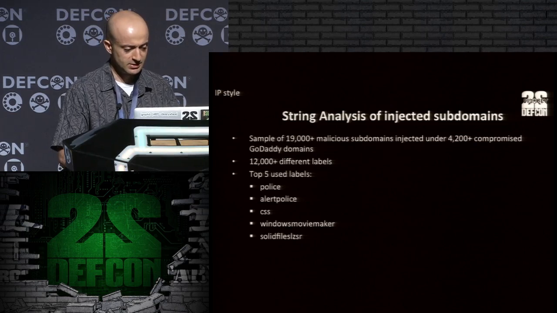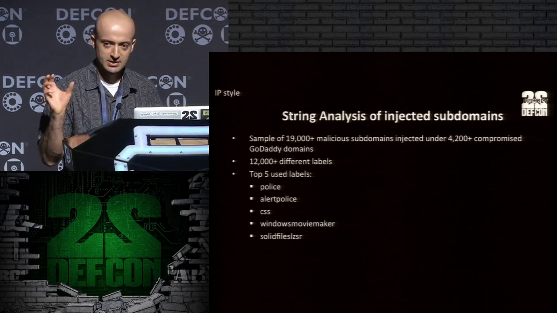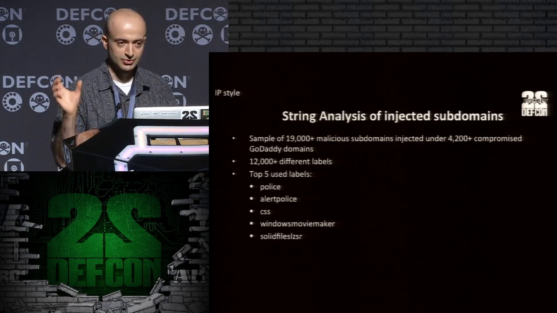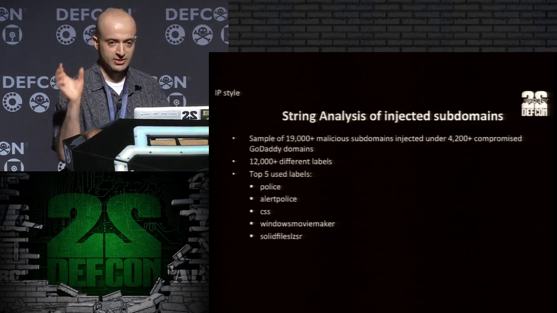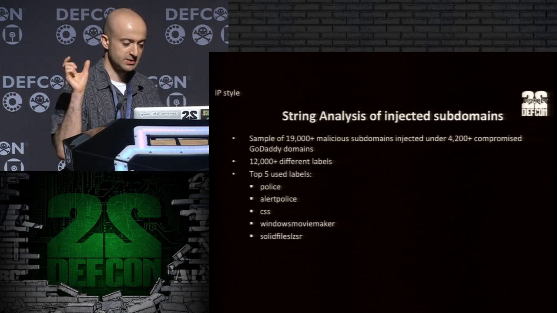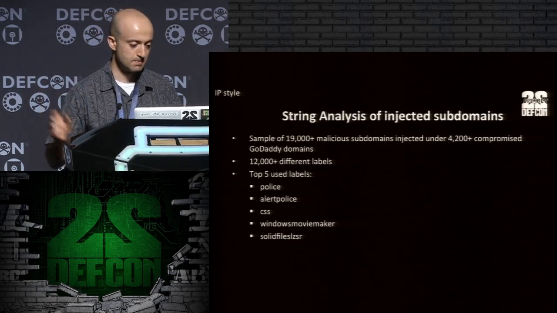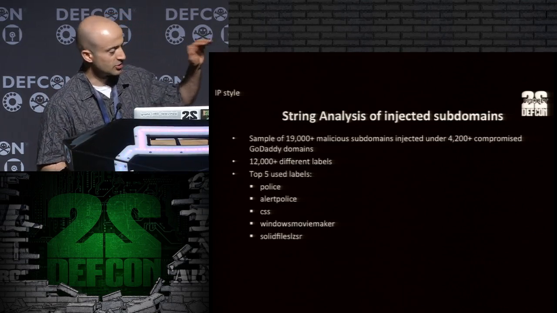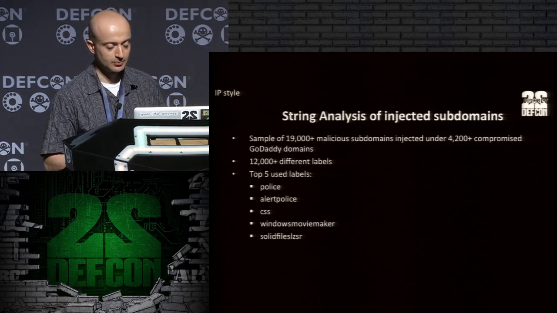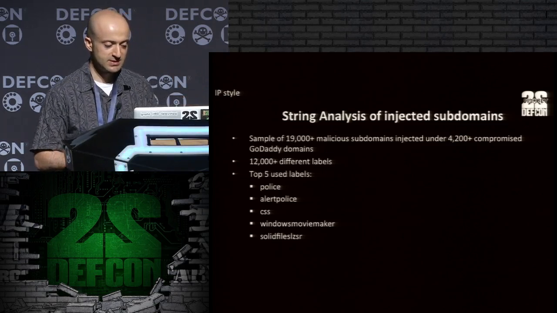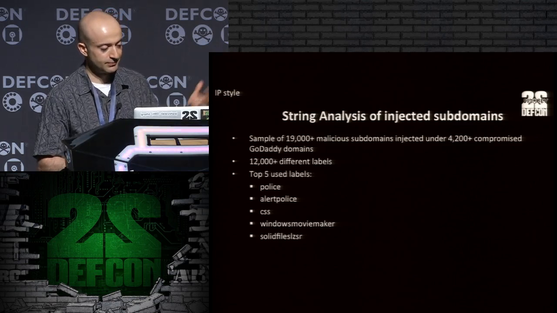And finally, what we did here is look at the subdomains, like the labels that are injected under, let's say, GoDaddy domains. Because usually it's like 3 labels. You have, let's say, police.homebusiness.com. So the top used ones in this case were police and alert police. We thought maybe this is related to the theme of the attack, and that was the case.